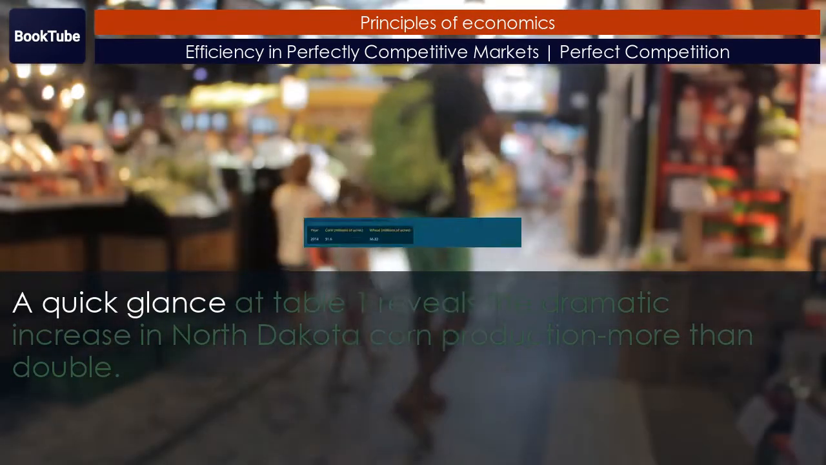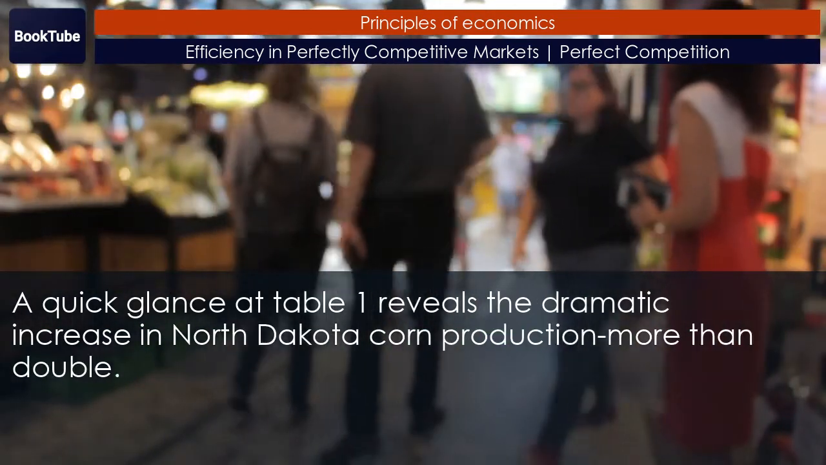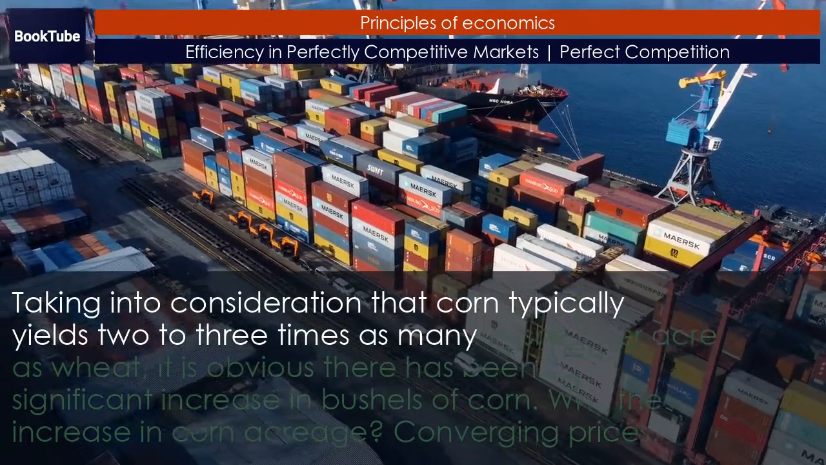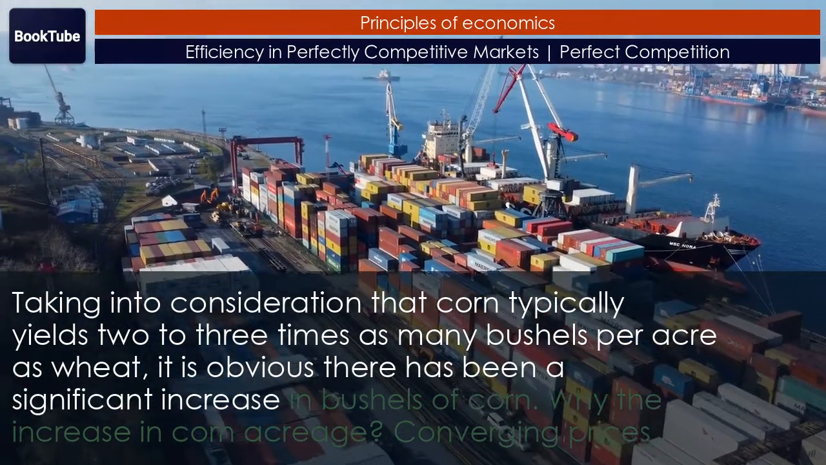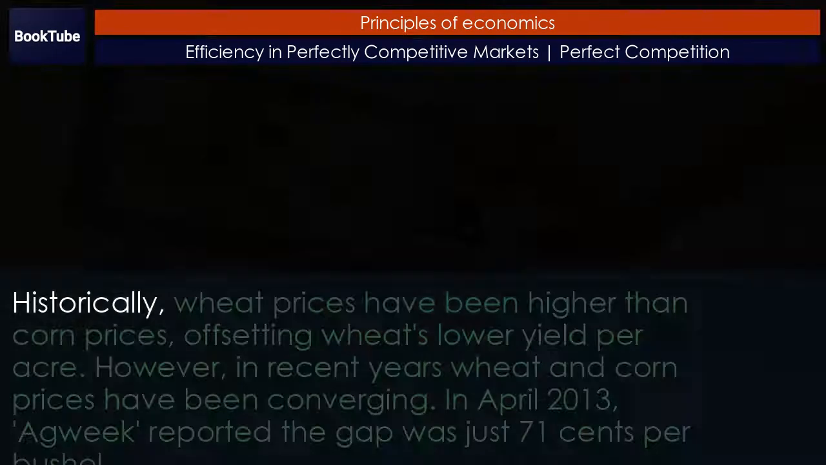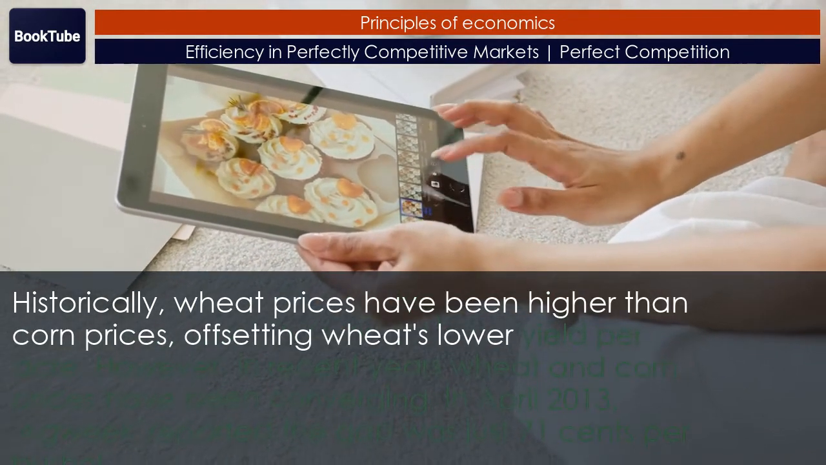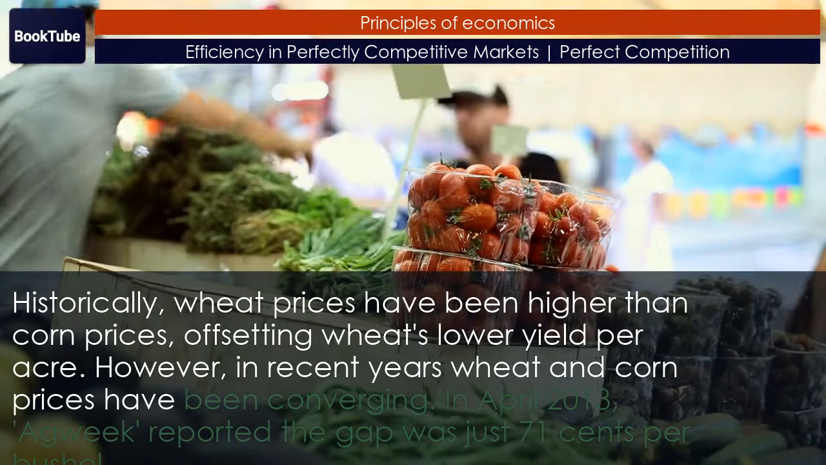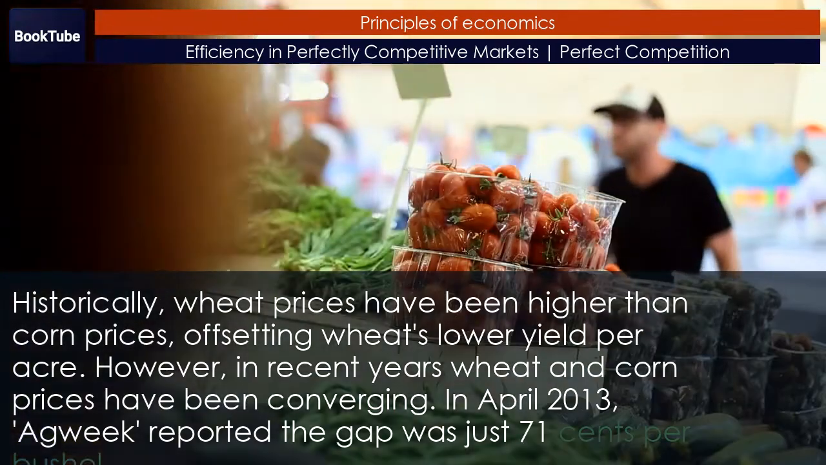A dime a dozen. A quick glance at Table 1 reveals the dramatic increase in North Dakota corn production, more than double, taking into consideration that corn typically yields 2 to 3 times as many bushels per acre as wheat. It is obvious there has been a significant increase in bushels of corn. Why the increase in corn acreage? Converging prices. Historically, wheat prices have been higher than corn prices, offsetting wheat's lower yield per acre. However, in recent years wheat and corn prices have been converging. In April 2013, AgWeek reported the gap was just 71 cents per bushel.